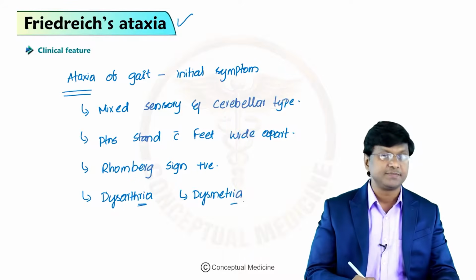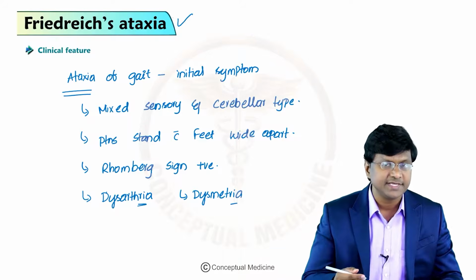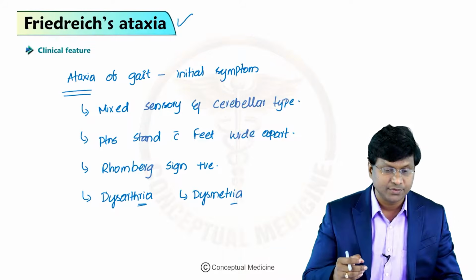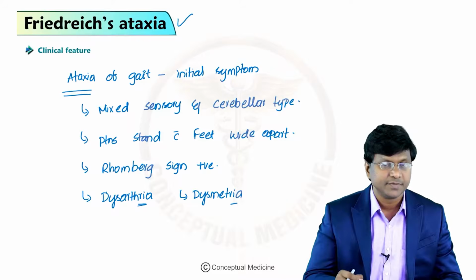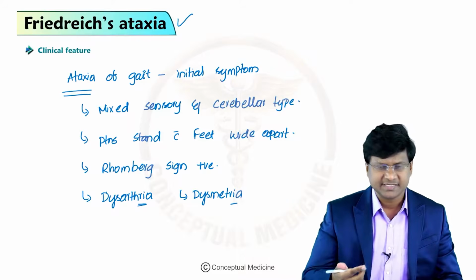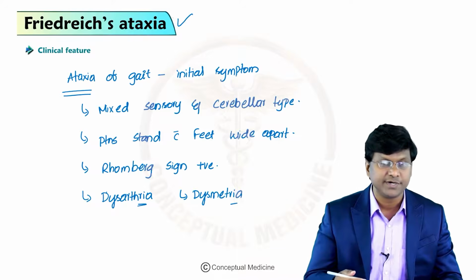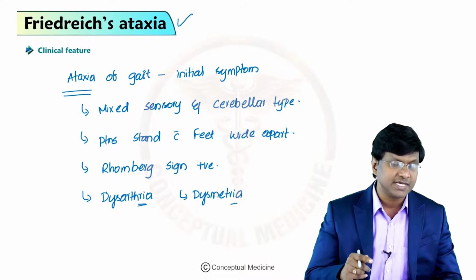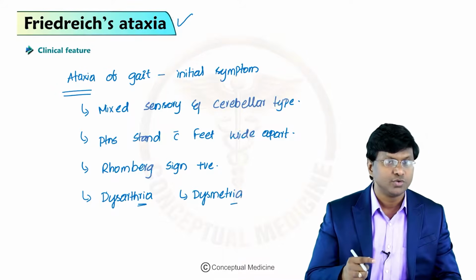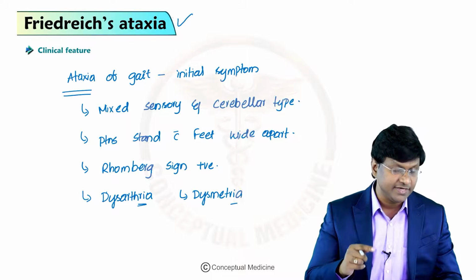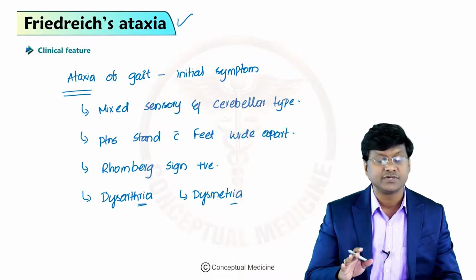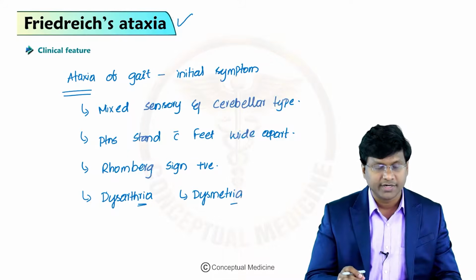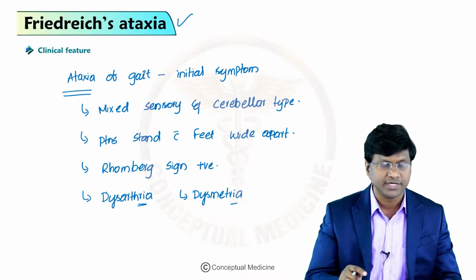Right, they also have dysmetria. So dysmetria is where the individual is unable to reach the target properly. How do we test dysmetria? That is by doing the finger nose test. The individual is asked to touch the finger of the examiner and the nose of himself, and when he is able to do that, the individual is supposed to have normal coordination. Right, that is, finger nose coordination is present.